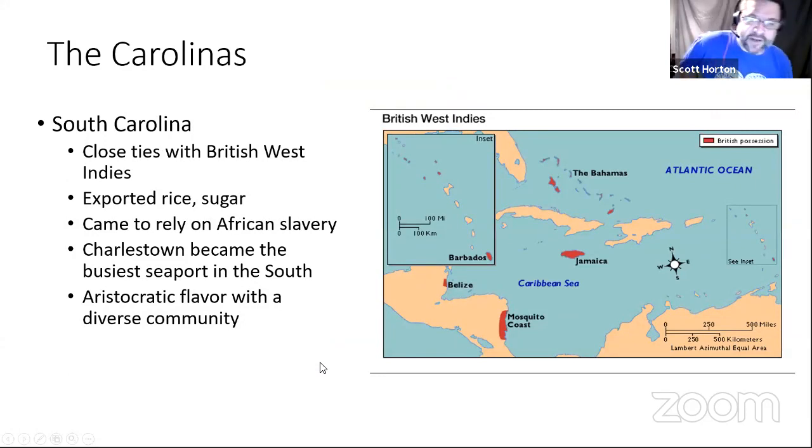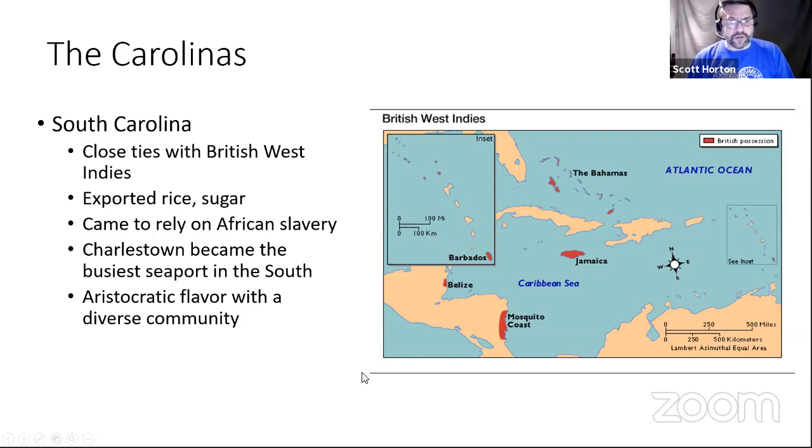Our second region, the Carolinas, a good example here is South Carolina, often tied in with the British West Indies, which you can see in the map here. They, interestingly, are more like the West Indies than they are like the other colonies, especially at the beginning. They exported rice and sugar. They came to rely on African slavery, much like we talked about with Virginia. And like Virginia, it becomes a society that's controlled by a small number of people, lots of wealth, lots of political power. They controlled the offices in the churches. So aristocratic, much like Virginia, except for a different crop here. And so that will create a little different type of slavery as well, as we'll see down the road.